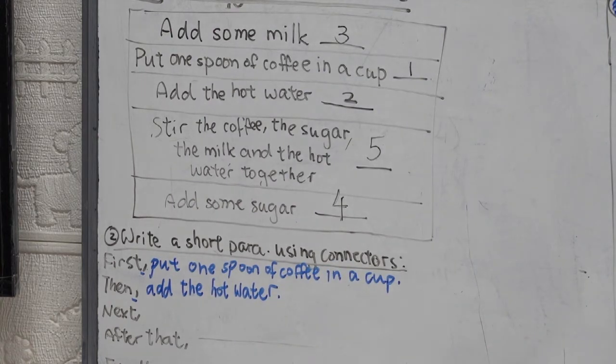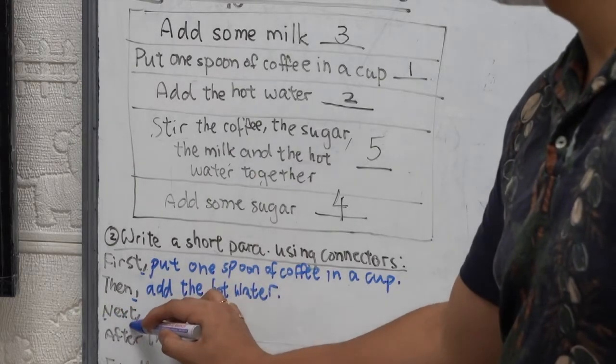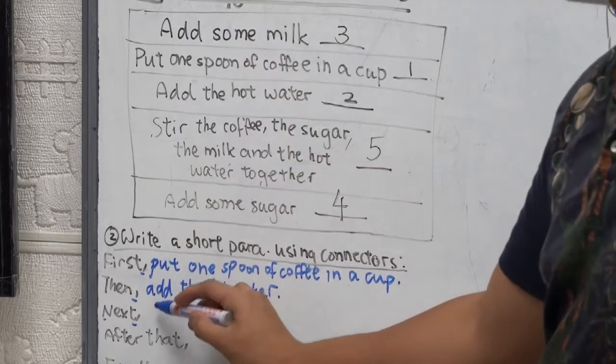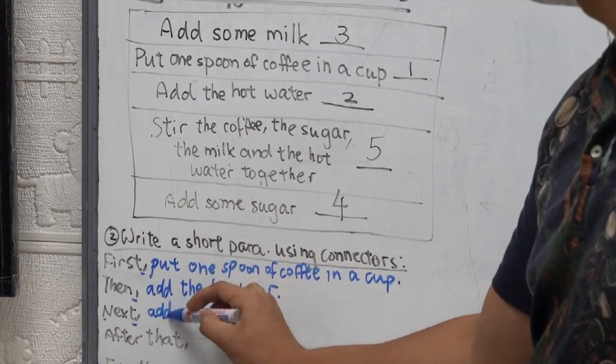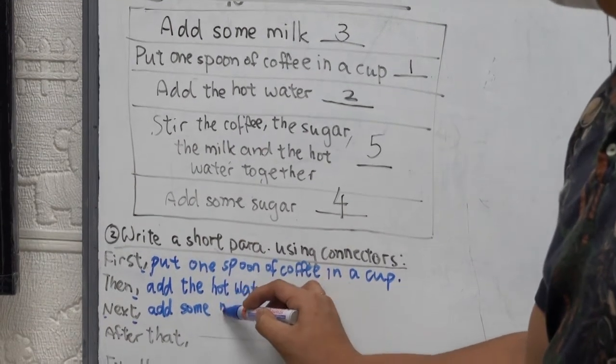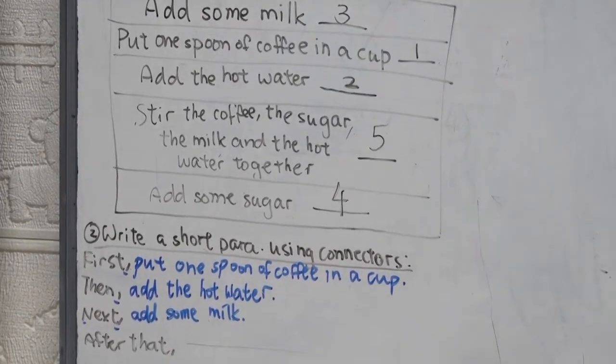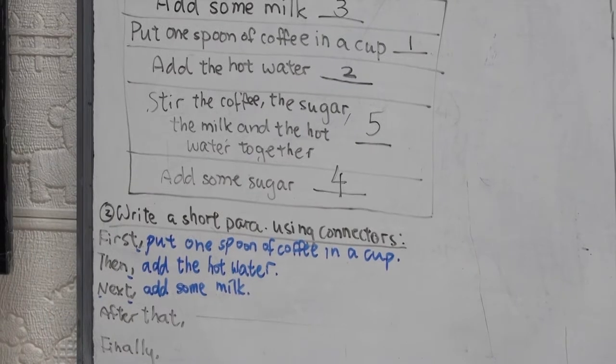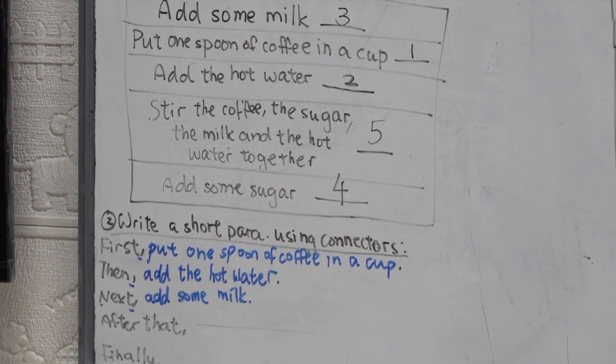So we have first, put 1 spoon of coffee in a cup, then add the hot water. Next is 1, 2, 3. So next should be number 3 because it's 1, 2, 3. So which one here is number 3? Next. Very good. Add some milk. Again, next is capital letter N and we have a comma. So add should be small letter a. So add, A-D-D, some, S-O-M-E, and then milk should be M-I-L-K. And then don't forget your full stop again. All right, easy peasy, right?